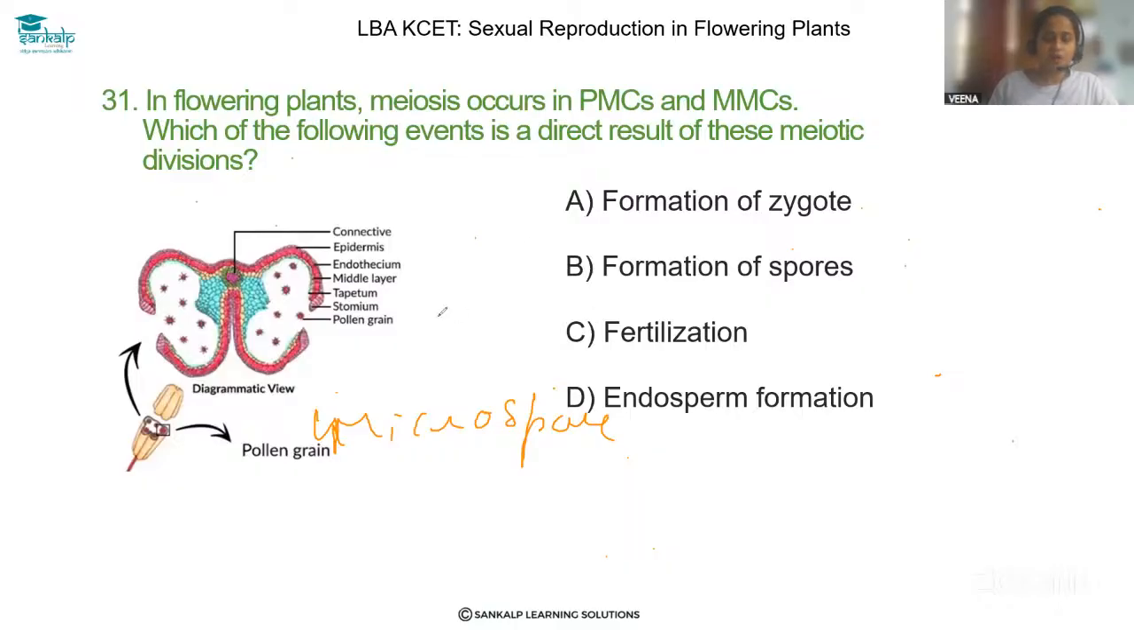You already know that meiosis takes place only in the diploid cell, and the result will be four haploid cells. So four haploid microspore cells will get formed here. So the final correct answer is option B, formation of spore.